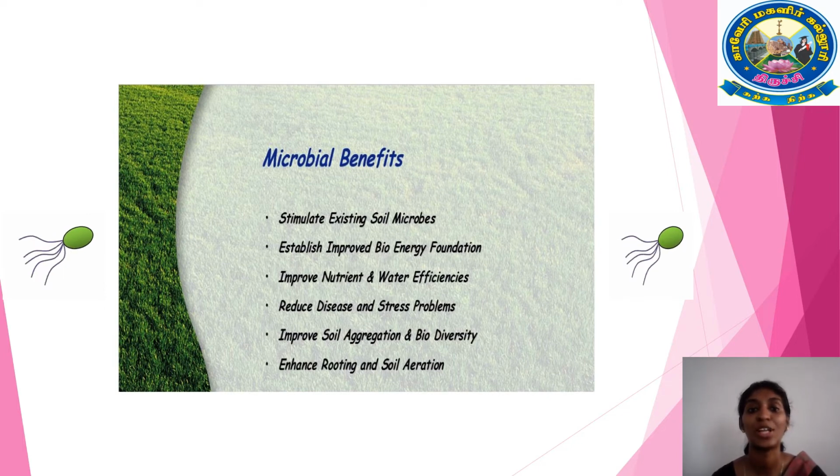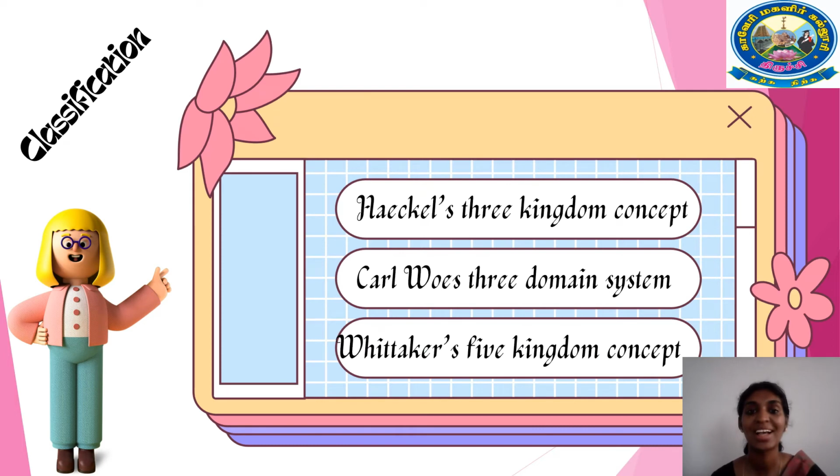rooting and soil aeration. Coming to the classification of microbes, it is of 3 types, namely Haeckel's 3-kingdom concept, Carl Woese's 3-domain system and Whittaker's 5-kingdom concept.